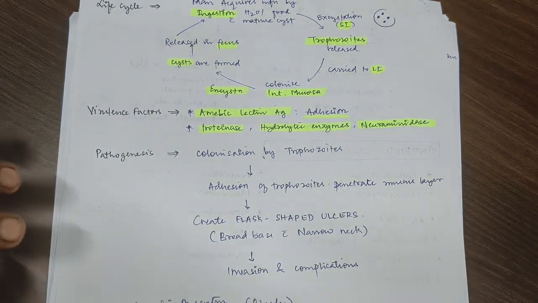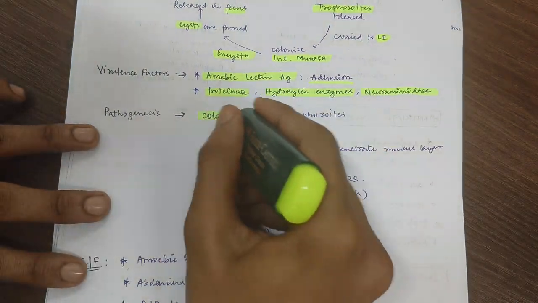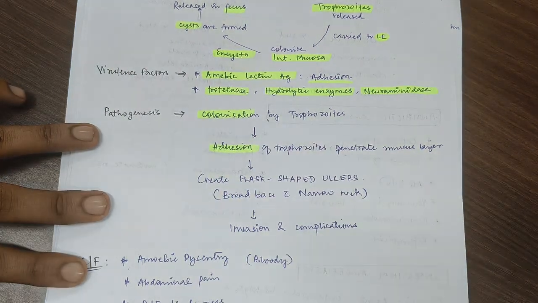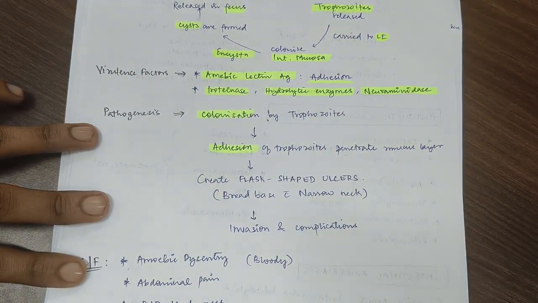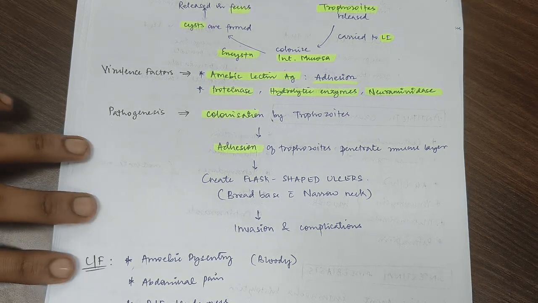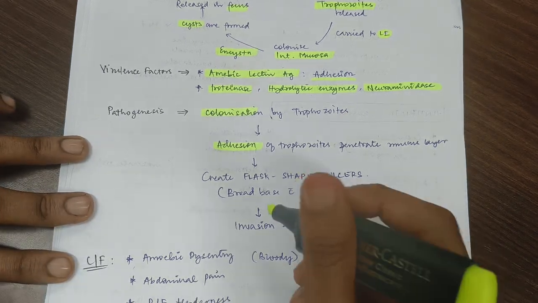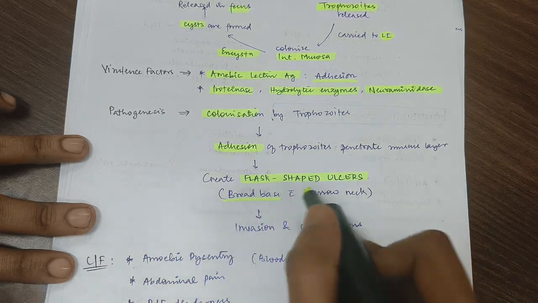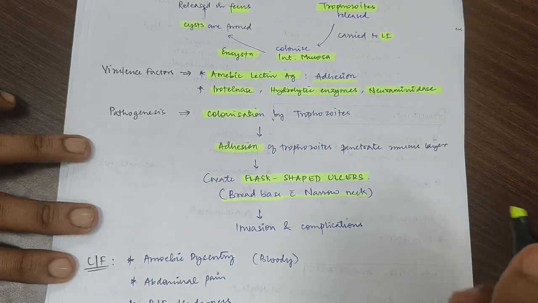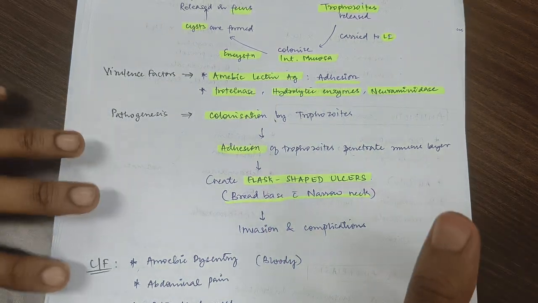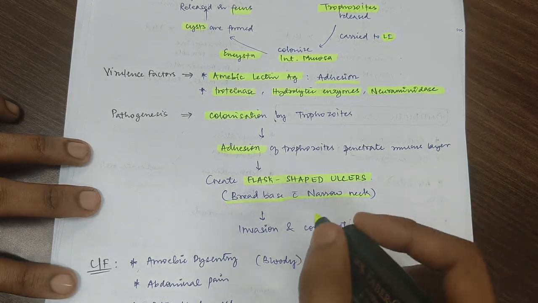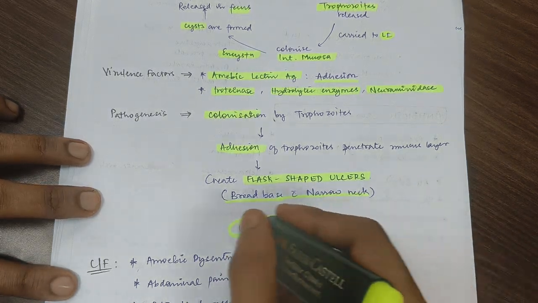Pathogenesis. First is colonization, then adhesion of the trophozoites. They penetrate into the mucosal layer. After they penetrate, they cause something called a flask-shaped ulcer with broad base and narrow neck. Remember, it is very classic for intestinal amebiasis. Never forget, that is the flask-shaped ulcer. Later, they invade deeper and lead to complications.